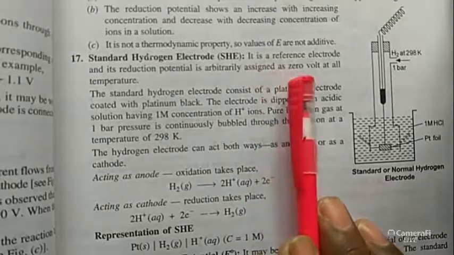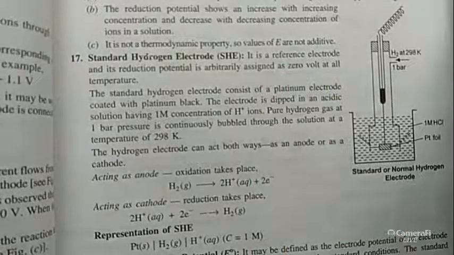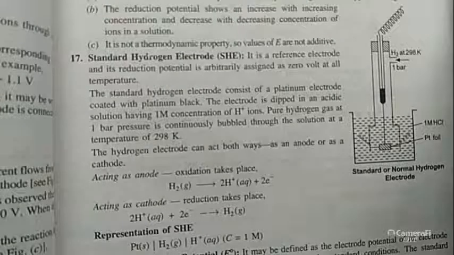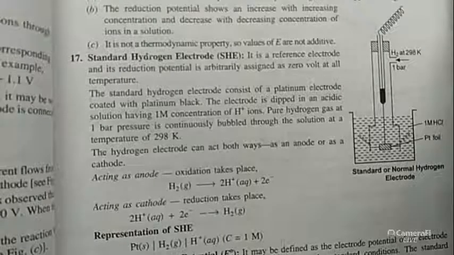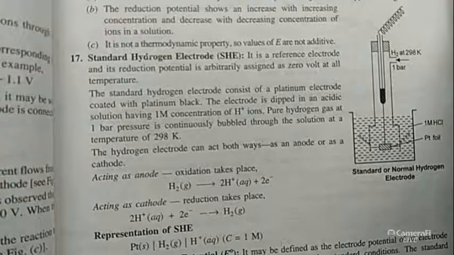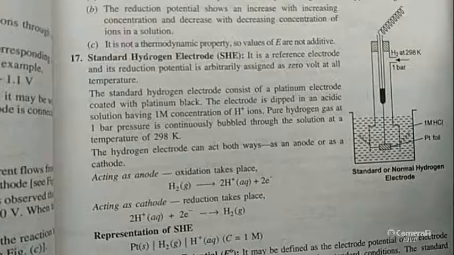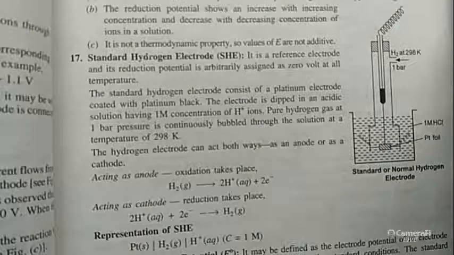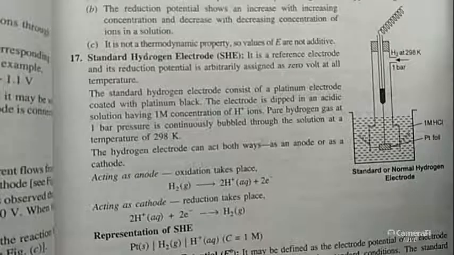Now, it is actually a type of reference electrode, and its reduction potential is arbitrarily assigned as 0 volt at all temperatures. What is the meaning of arbitrarily? That means it has been given a potential of 0, because we have to calculate the potential of other electrodes in reference to SHE. So its reduction potential is arbitrarily given as 0.